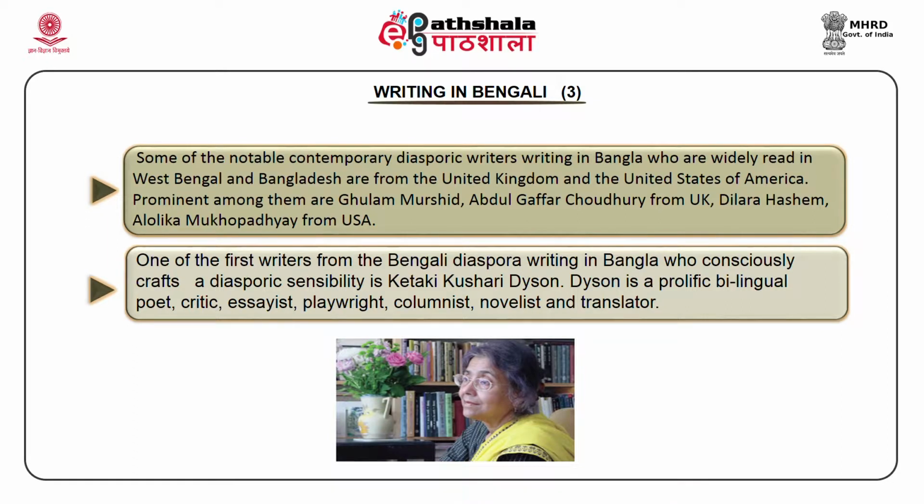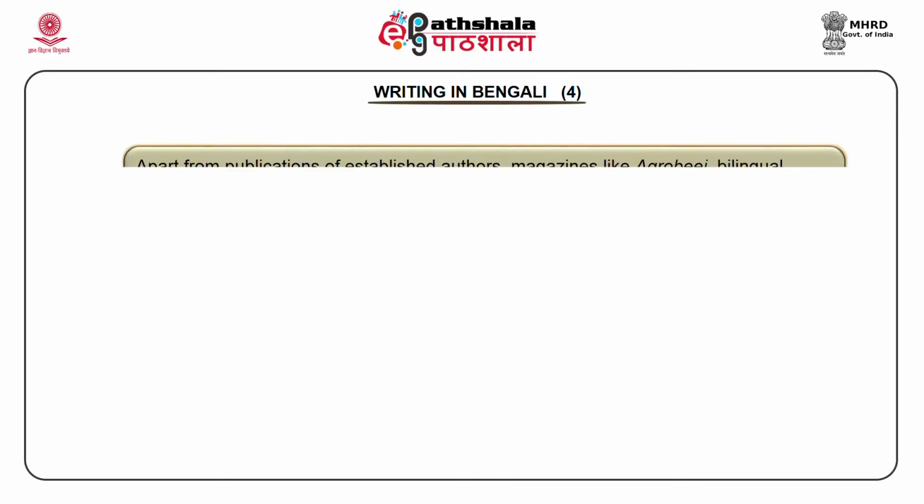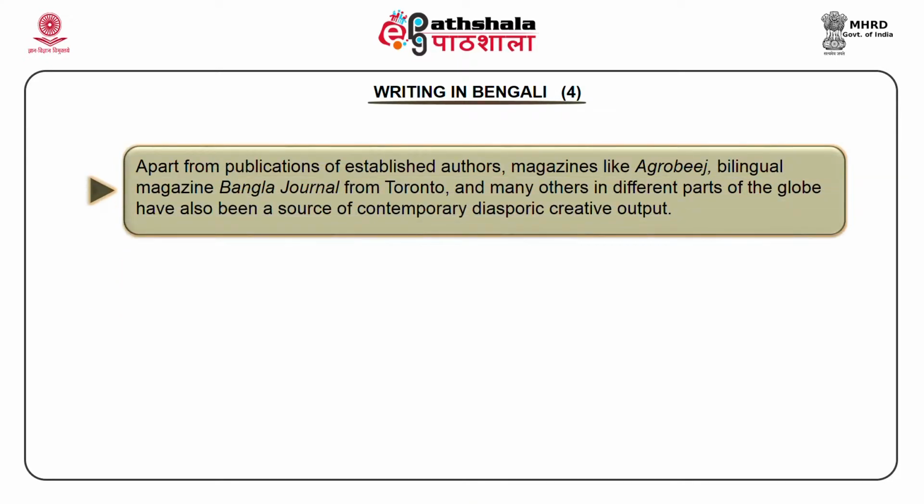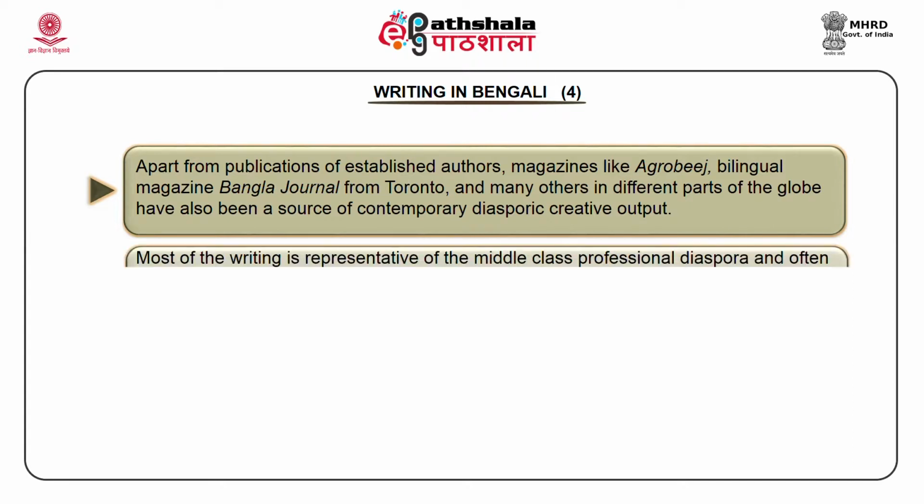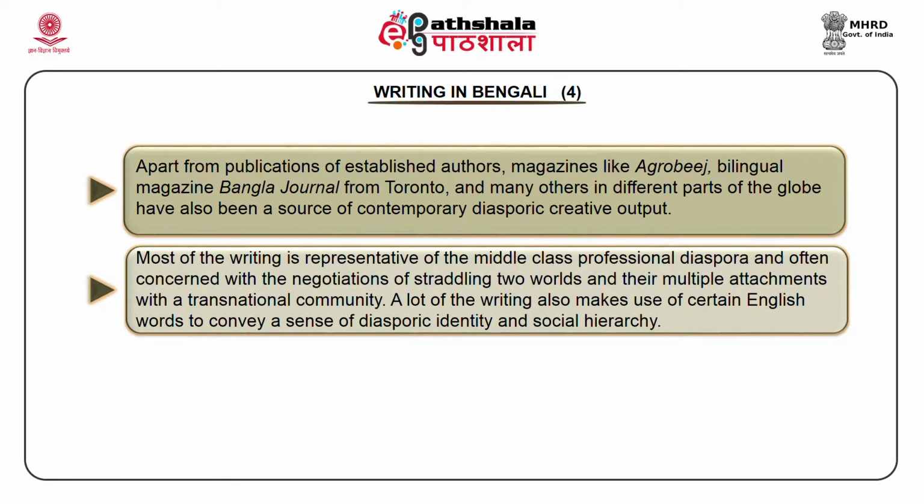Diasporic writing in Bangla is increasingly garnering a lot of critical attention. Apart from publications of established authors, magazines like Agrobeach, bilingual magazine Bangla Journal from Toronto, and many others in different parts of the world have also been a source of contemporary diasporic creative output. Most of the writing is representative of the middle class professional diaspora and often concerned with the negotiation of straddling two worlds and their multiple attachments with a transnational community.